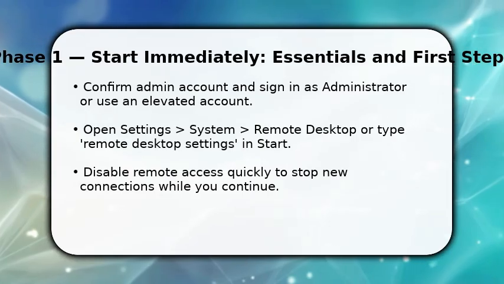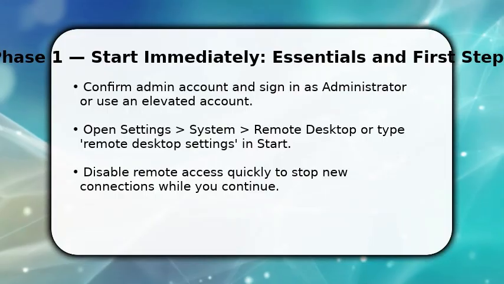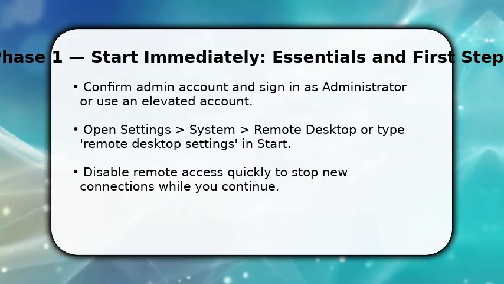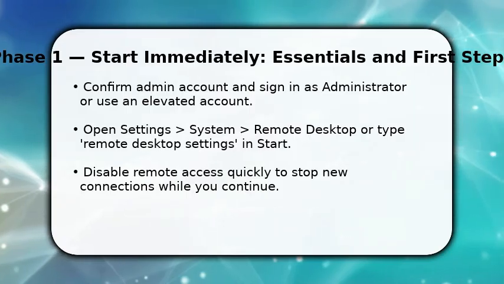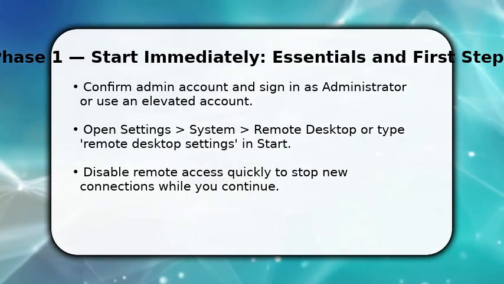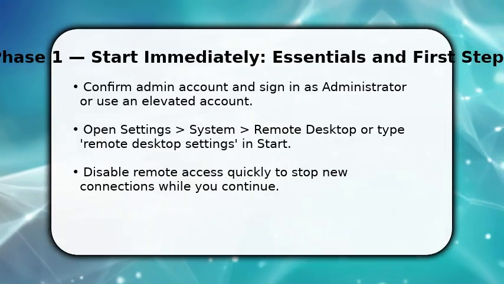You start with admin privileges because you must change system settings. Sign in now. Once signed in, open Settings, choose System, then Remote Desktop. You can also press Start and type Remote Desktop Settings to jump there. Make sure to pause any remote sessions first so you don't lock yourself out.